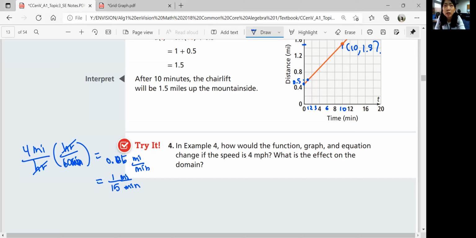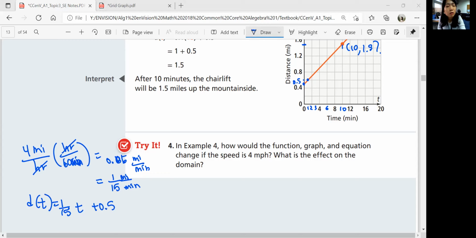That's your speed. So then you write the new equation again. It's not y; we're going to use t for time and d for distance. So d of t is equal to 1 over 15 t plus 0.5. So that is your function.